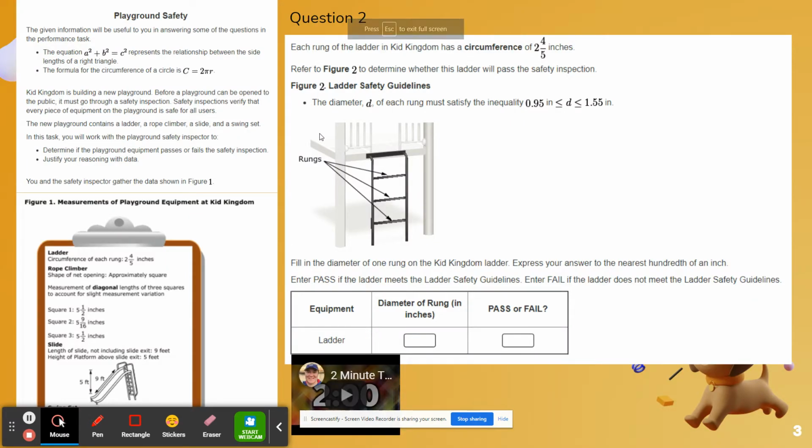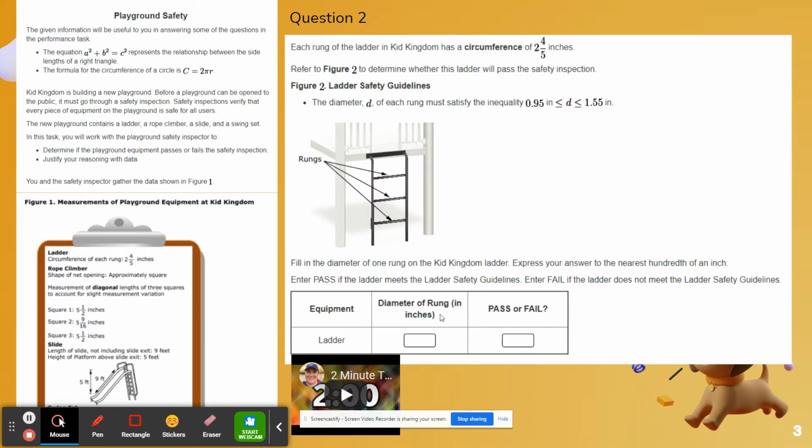So when we look at this question here, you can skip down here. It says fill in the diameter of one rung on the Kid Kingdom ladder. Express your answer in the nearest hundredth of an inch. Enter pass if the ladder meets the ladder safety guidelines. Enter fail if the ladder does not meet the ladder safety guidelines.